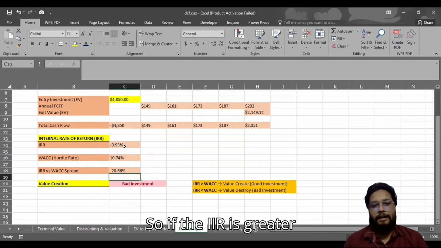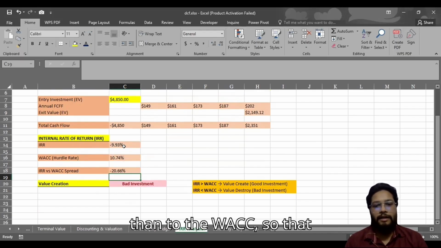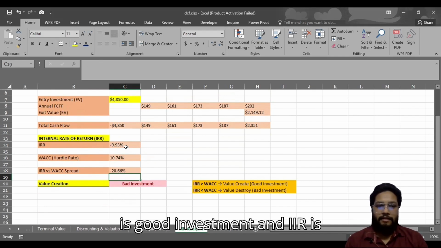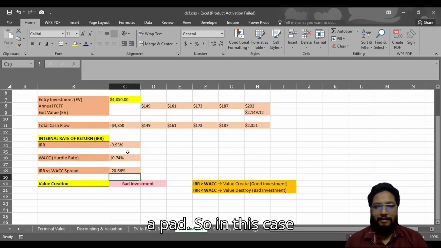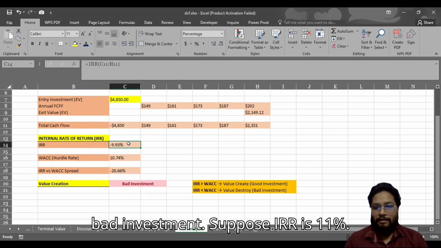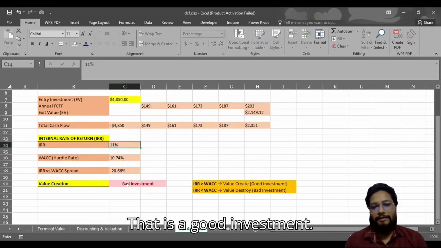If the IRR is greater than the WACC, that is a good investment. And if the IRR is less than the WACC, it is bad. In that case value creation is bad, a bad investment. Suppose IRR is 11%, so that is a good investment.